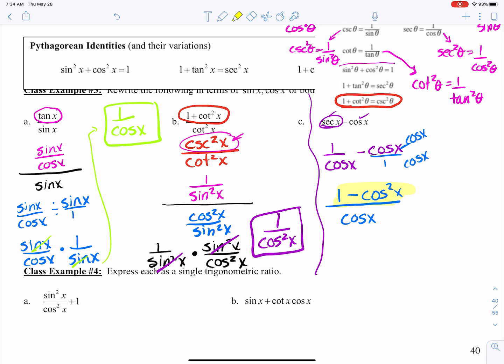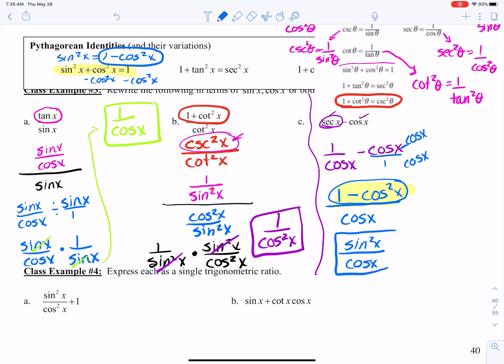But if you take a look, this and this have some things in common here. I can rearrange this identity. If you just look up at the top left here, if I subtracted cos squared x from both sides, I would end up with sine squared x is equal to 1 minus cos squared x. So as you can see, this is the same as this. So I can replace that with sine squared x, and I'm going to leave the cos x on the bottom. So that would be my simplified version.